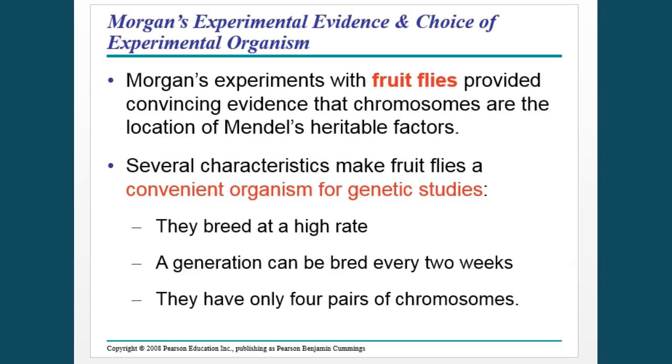Alright, Morgan's experimental evidence: the choice of experimental organism. Morgan's experiments with fruit flies provided convincing evidence that chromosomes are the location of Mendel's heritable factors. Several characteristics make fruit flies a convenient organism for genetic studies. They breed at a high rate. A generation can be bred every 2 weeks, and they have only 4 pairs of chromosomes.